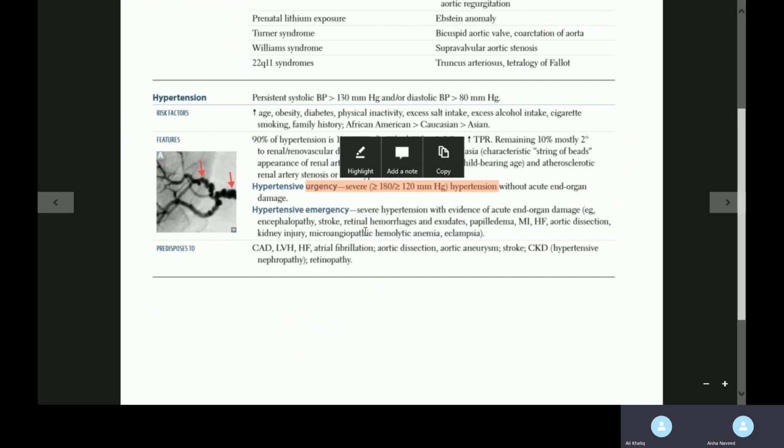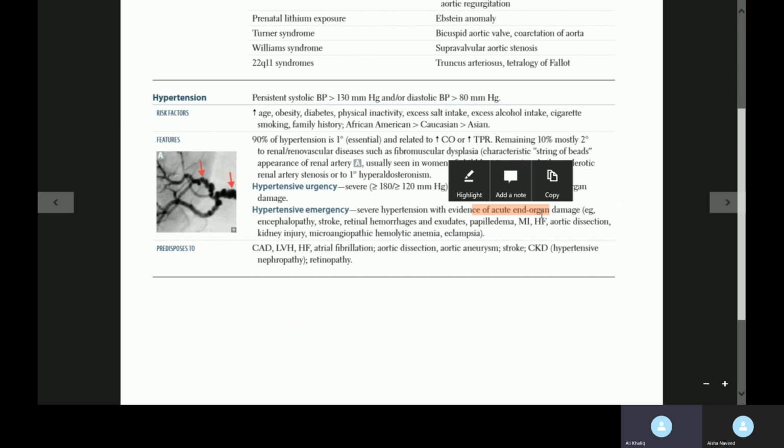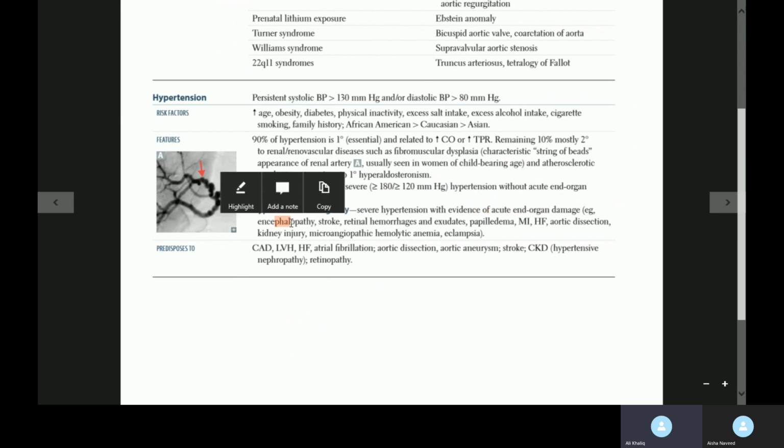Whereas hypertensive emergency means you have severe hypertension, the same 180 by 120, with evidence of acute end organ damage. And in the exam, end organ damage will be presented to you by ECG changes, or by increasing troponins or CKMB, or by encephalopathy. Encephalopathy means altered level of consciousness of the patient, right? Or stroke, or retinal hemorrhage, or exudate or papilledema on fundoscopic examination, right? Anemia, preeclampsia, eclampsia, these are called hypertensive emergencies.